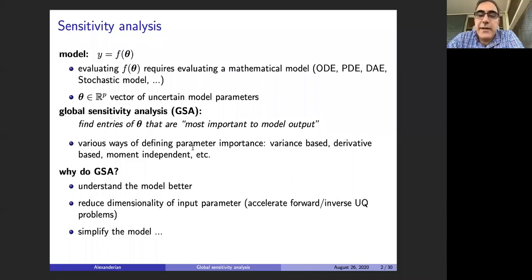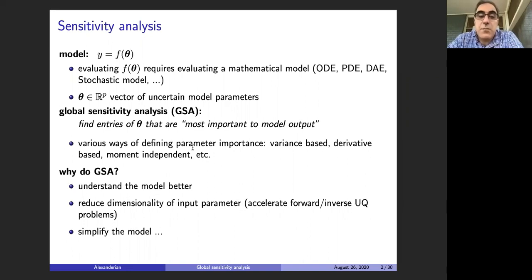Of course, I put that in quotes because it has to be defined how you want to characterize most important. There are many ways. We saw some in the previous talk. You have variance-based methods, derivative-based methods, moment-independent methods, and so forth. A question: why do you do global sensitivity analysis? What are some of the motivations? Well, for one thing, if you have a very complex physics system with a lot of unknown, uncertain parameters, and you figure out which parameters are most important, then you understand the model better, so that's helpful.